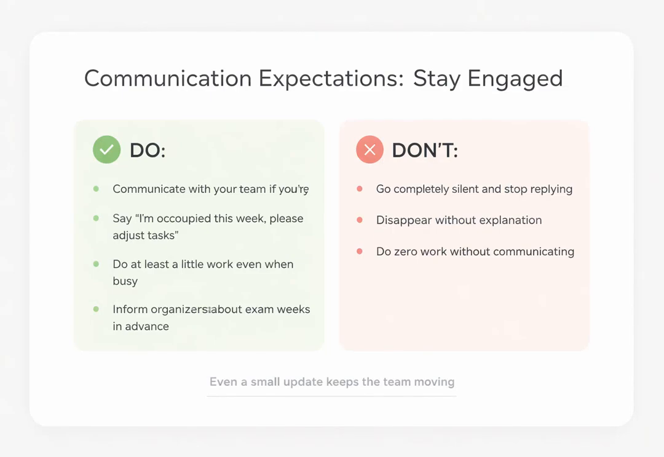The communication expectation is really straightforward. If you're busy, say so. If you can't do much this week, say so. Even doing a small amount and letting your team know what's going on is completely acceptable. What's not acceptable is going completely silent, not replying to messages, and disappearing. That creates confusion and blocks the whole team. A quick message saying I'm tied up this week goes a long way.